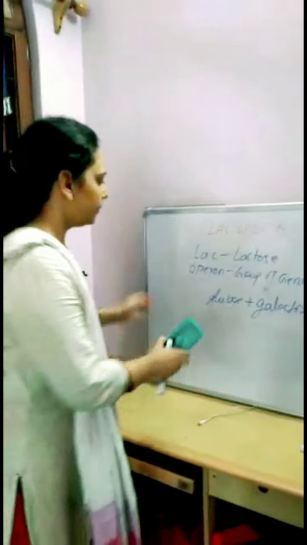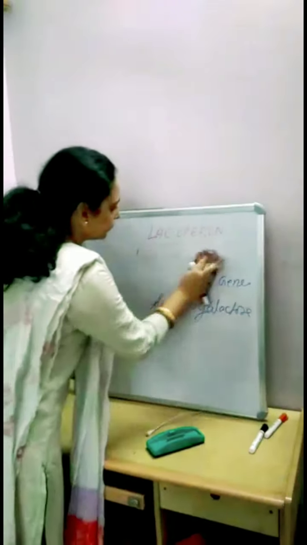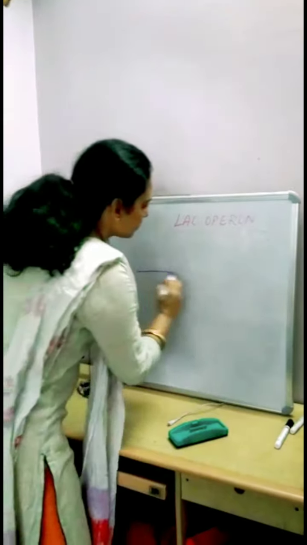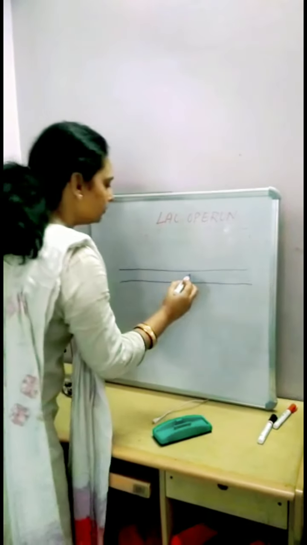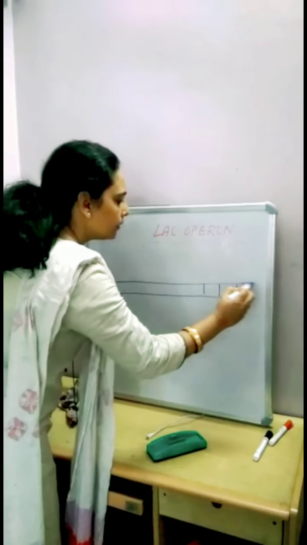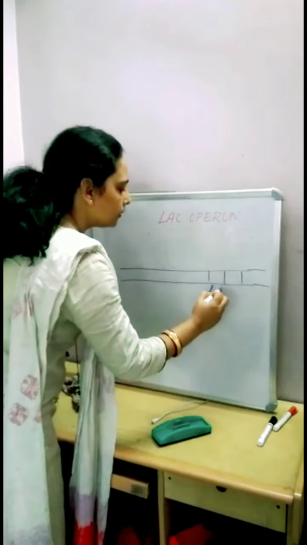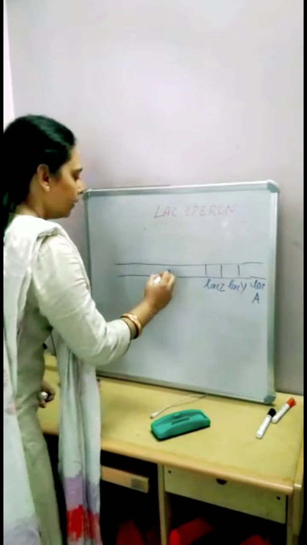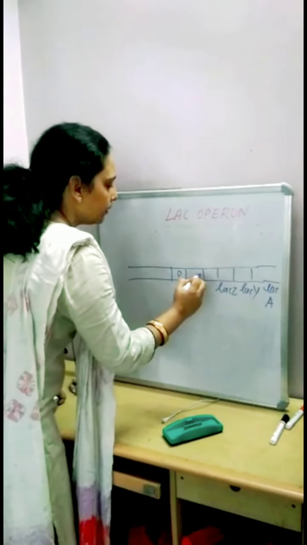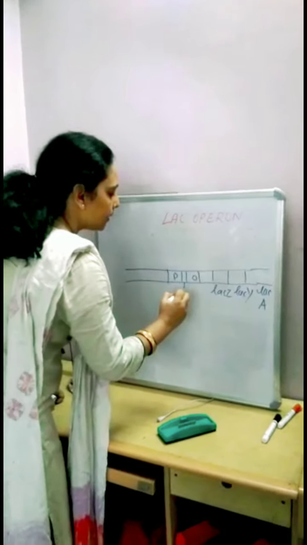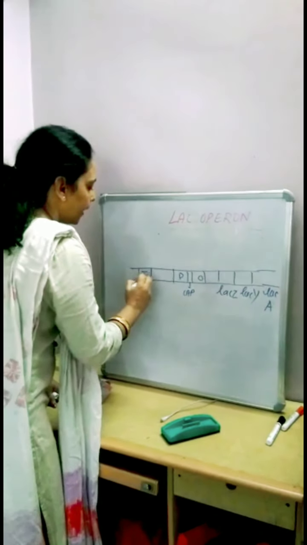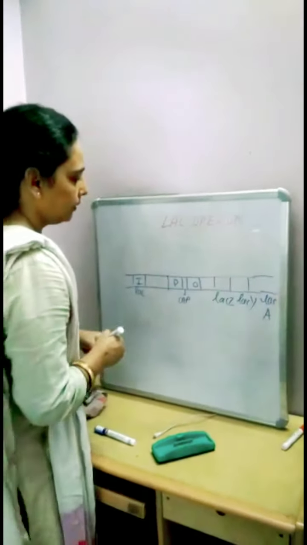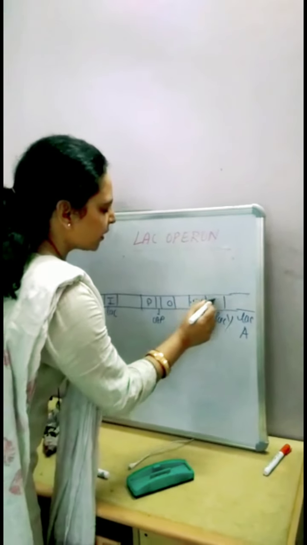Now, let's go to the structure of the lac operon. Let me draw this. This is the structure of the operon consisting of three genes: lac Z, lac Y, lac A. Here is the promoter, here is the operator, and in between there is a part called CAP. Here is the lac I gene. So this is a simple lac operon.